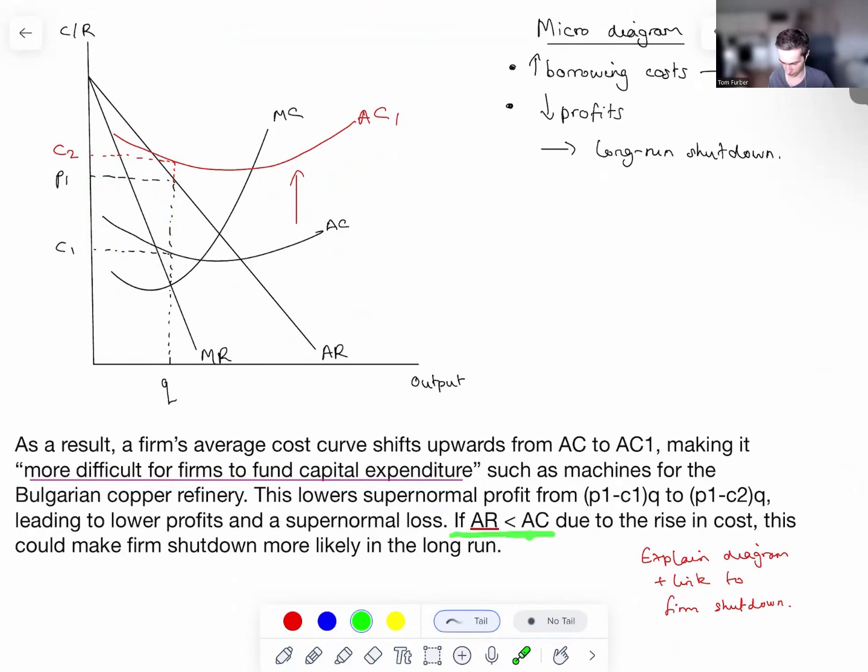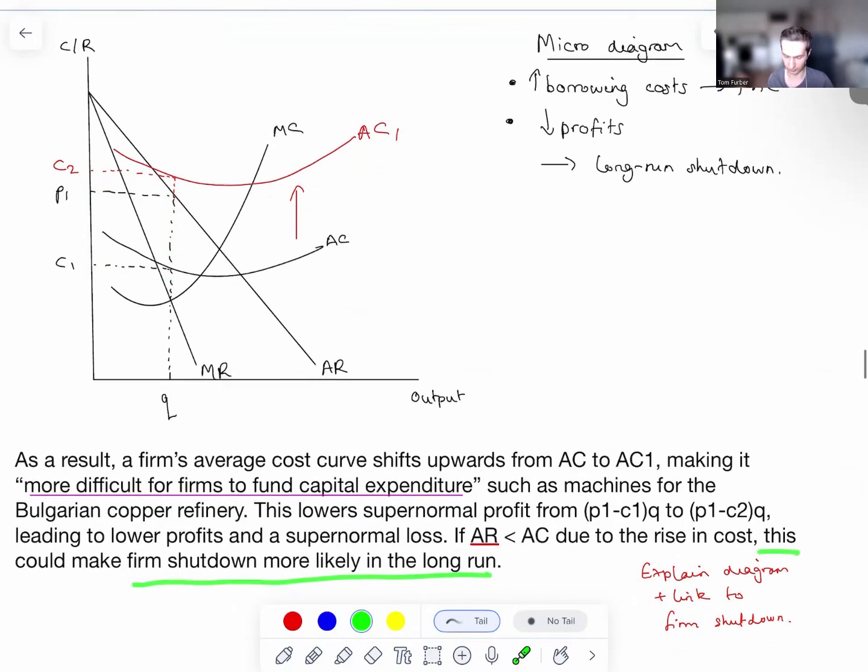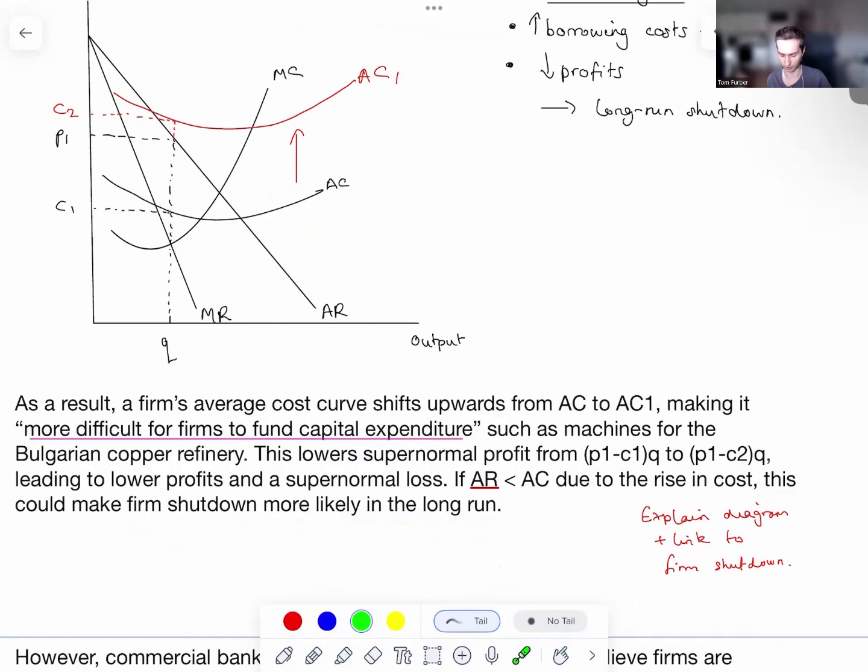If average revenue is less than average cost, as it is in this case due to the rising cost, this can make firm shutdown more likely in the long run. So again, I've extended the diagram and I've linked it to something else, in this case, firm shutdown.